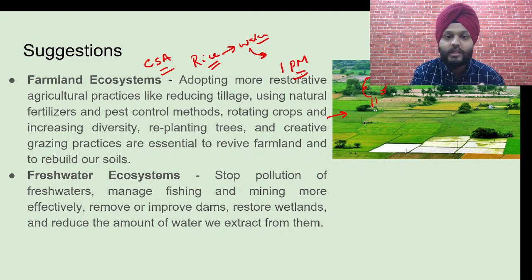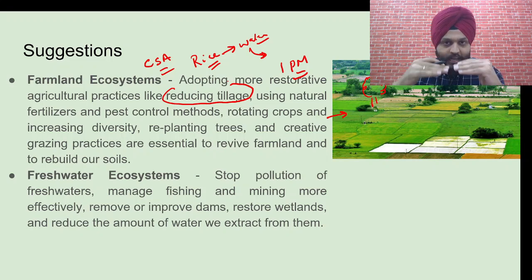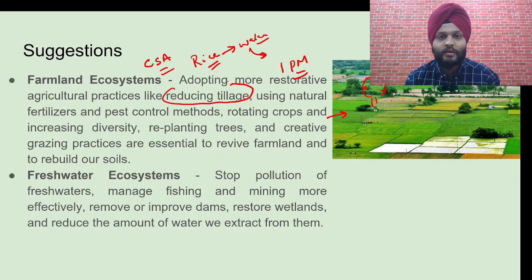Then there is another policy that is being advocated, known as reducing tillage. Tillage, you understand, is tilling the land. Below the land, there is carbon dioxide, there is methane, there are various gases. So when tilling is done, the gases are exposed to the atmosphere, and again climate change will take place. So this needs to be corrected and rectified.